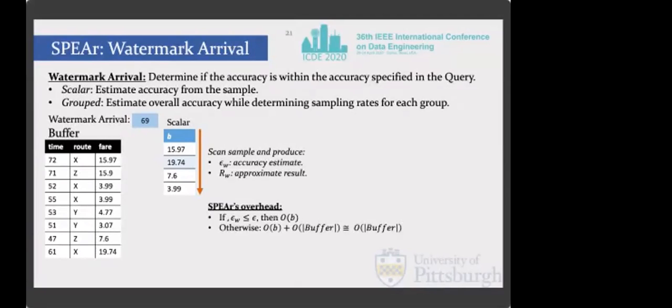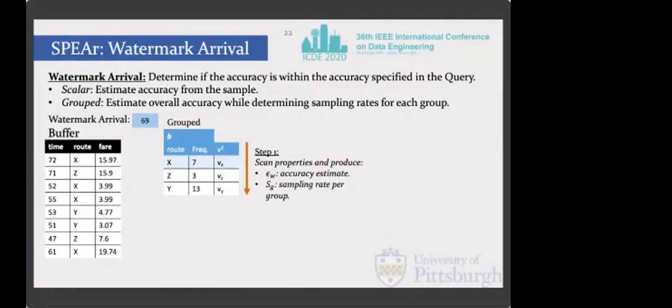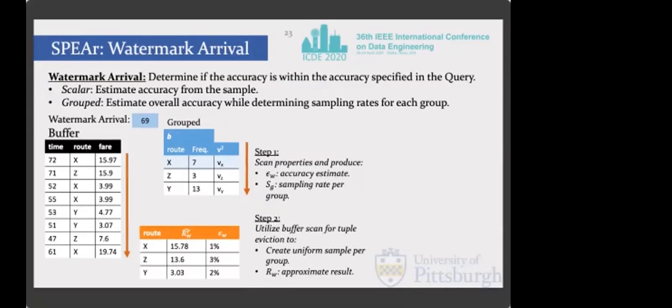In the latter case, SPE's overhead consists of scanning B. For grouped operations, SPE has to estimate the sampling frequency of each group. Thus, it scans SPE's contents and determines the sampling rate of each group. If the estimated accuracy is within the accuracy specification, then it scans the buffer to produce the stratified sample and the approximated result. This scan is piggybacked on the scan for tuple eviction, which is required for the buffer design. Finally, it produces the approximate result as the window's result. In any case, SPE's overhead is O of B, which is bounded to the number of distinct groups in the window.